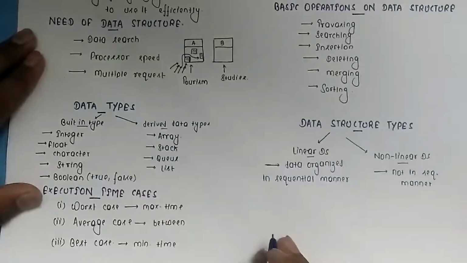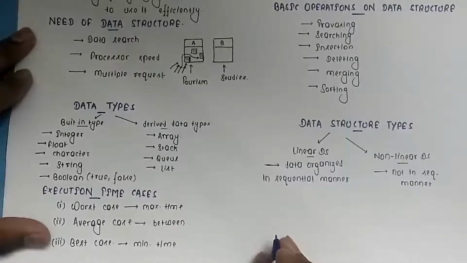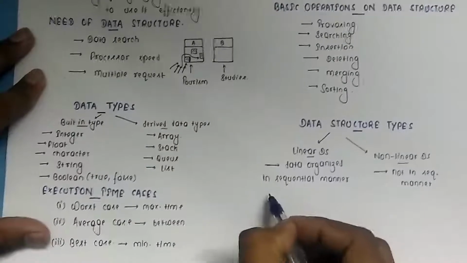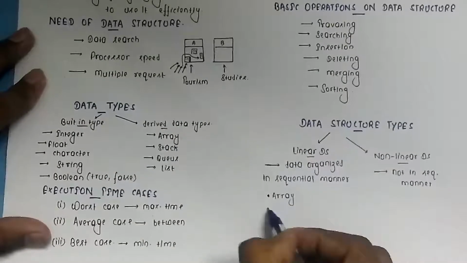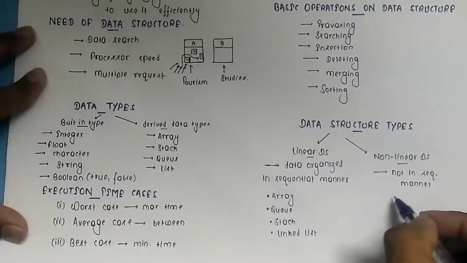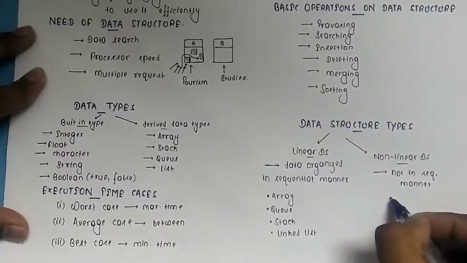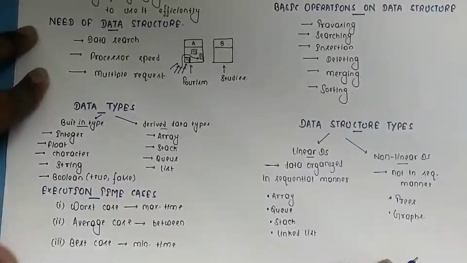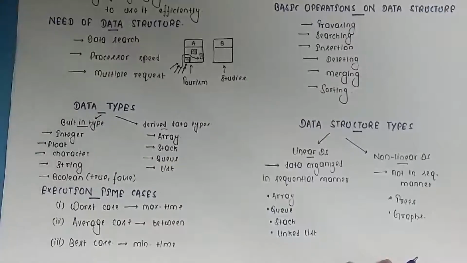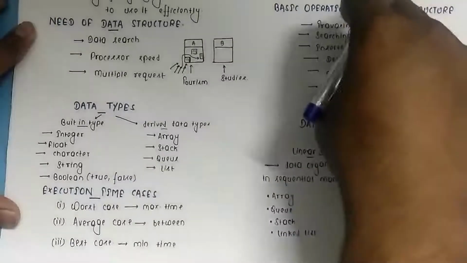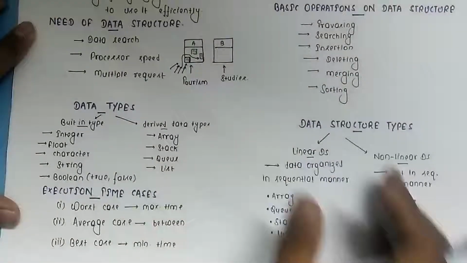So what are linear data structures? The linear data structures are array, queue, stack, and linked list. And in non-linear data structures come tree and graphs. All these we will get to know in further tutorials. The basic operations will be performed on different kinds of data structures.